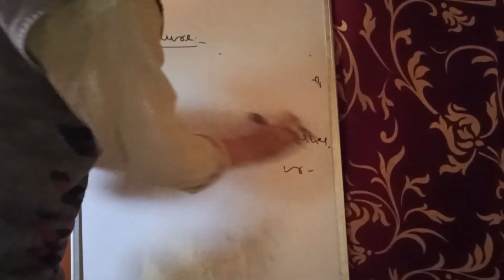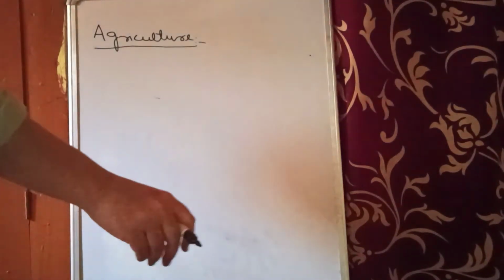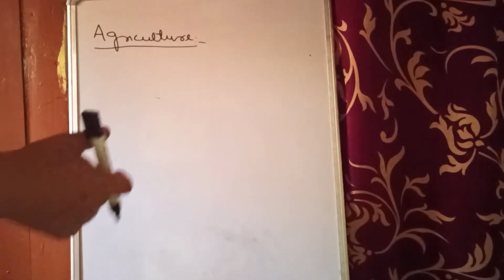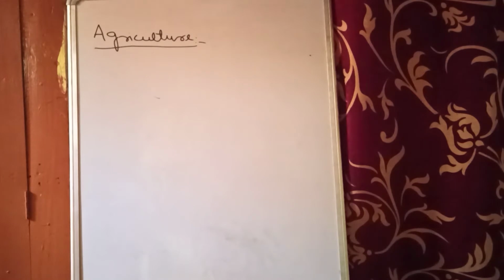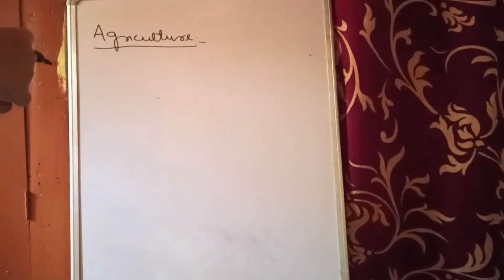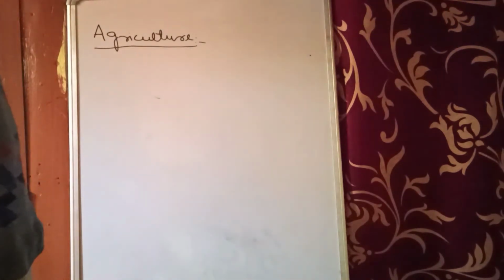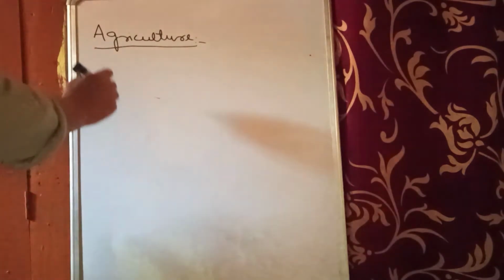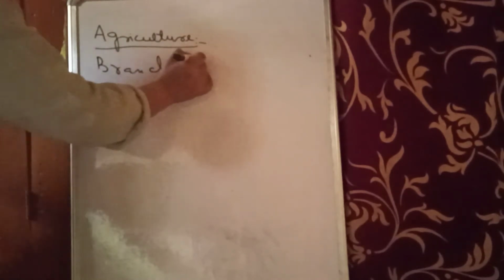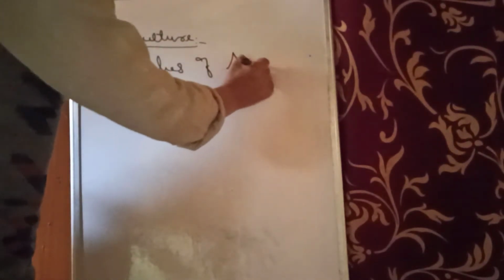You know that this agriculture term is a very broad term, and so many cultures are related to this term. That means agriculture has been classified into different branches or different cultures. We can say branches of agriculture.